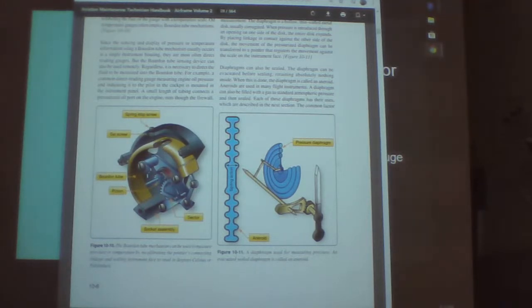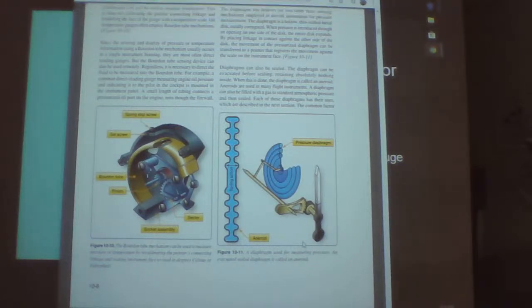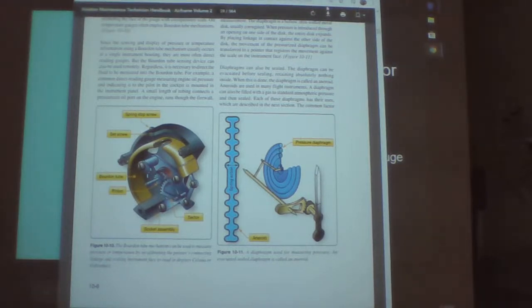And here's a picture of your diaphragm, pressure diaphragm. So this thin-walled piece of metal, we have pressure that's introduced to that thin wall. And when that senses a difference in pressure, it moves this needle, which in turn moves the gear and in turn moves the dial. So you will need to know all of those devices and be able to explain them for an oral checkout in your labs.